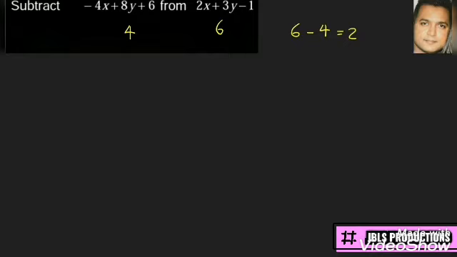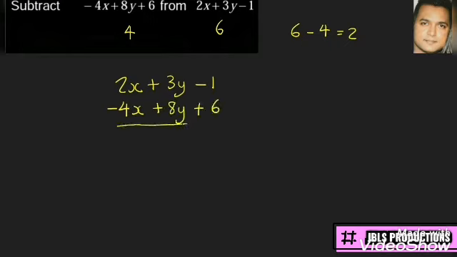So the 6 went first. So in this case I must follow the same order, and I'll put the 2x plus 3y minus 1, okay, and then below that I'll put the minus 4x plus 8y plus 6. Now keeping in mind the rules of subtraction, we have to change the bottom signs and then we add.